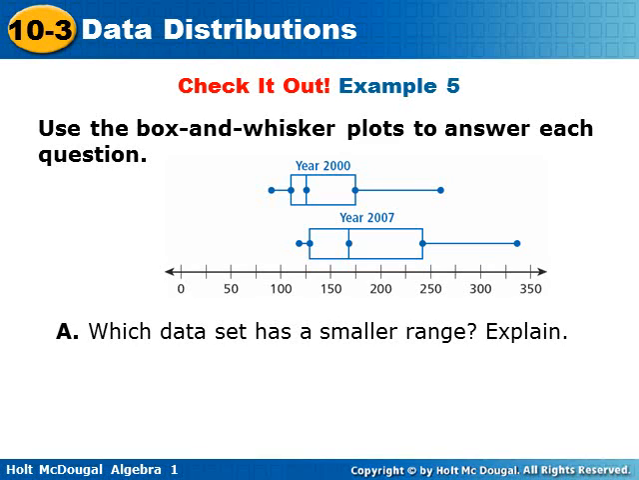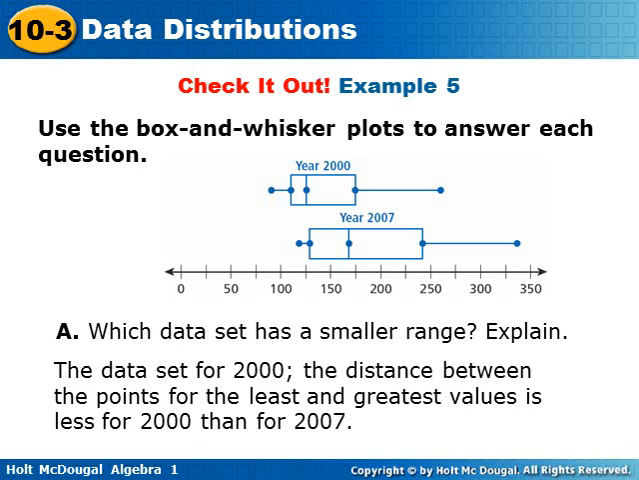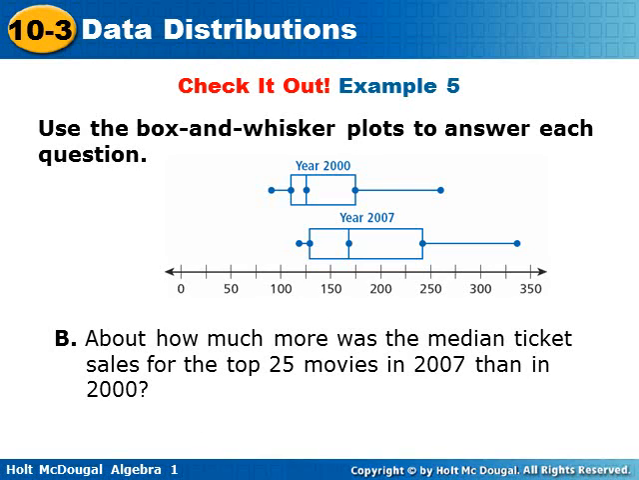A, which data set has a smaller range? Explain. The data set for the year 2000. The distance between the points for the least and greatest values is less for 2000 than for 2007. This is B for you to try on your own, and then you can check back for your answer. B, about how much more was the median ticket sales for the top 25 movies in 2007 than in 2000? About 40 million.